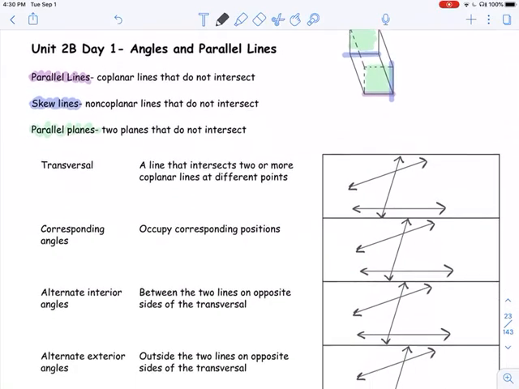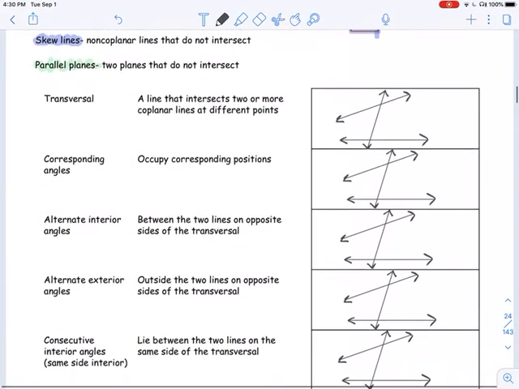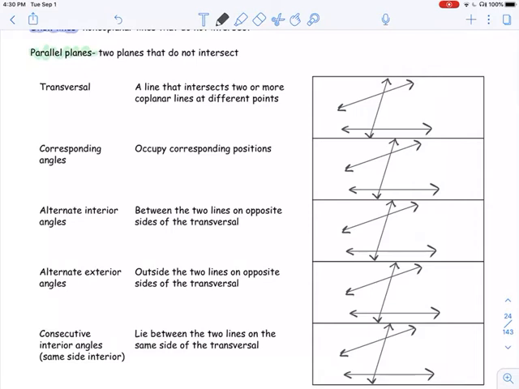So we're going to move into transversals and the angles that are created. For our transversal, we are talking about this line here that intersects both lines. It is a line that intersects two or more coplanar lines at different points. Now, notice that I drew these lines not parallel. I want you to make that distinction in this particular case.